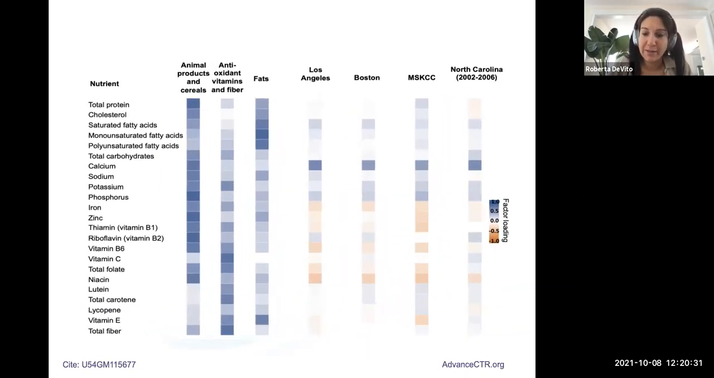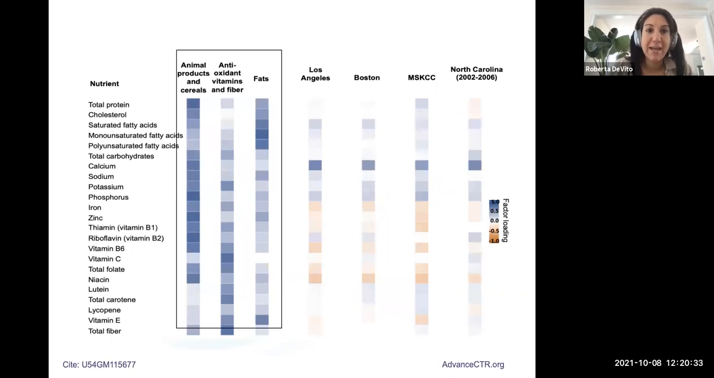And what I discovered is that all of these studies shared 3 different common dietary patterns. And of course, these names are established from my nutrition collaborators. The first is called animal product and cereal, and the name is established from a high level of total protein, phosphorus, zinc, and so on. The second pattern is called antioxidant, vitamins, and fiber.